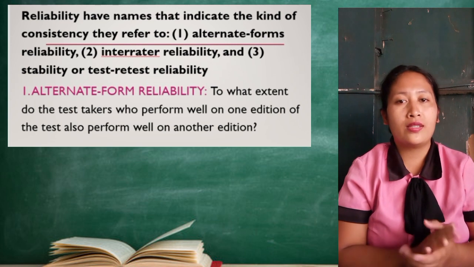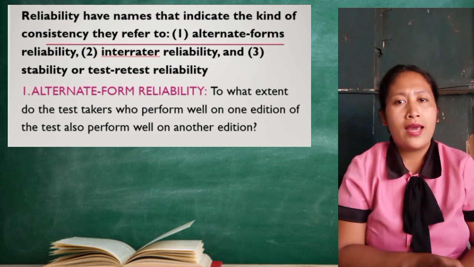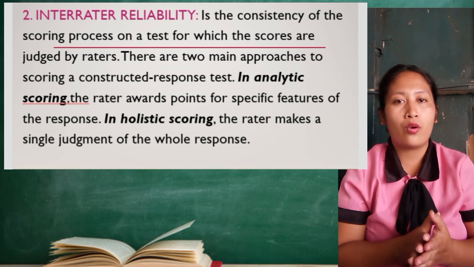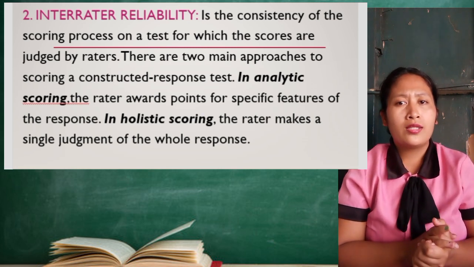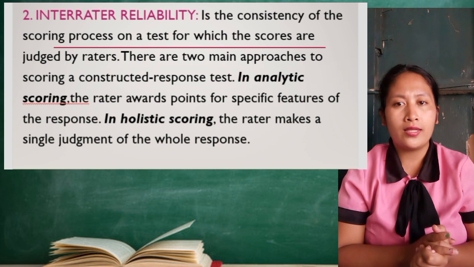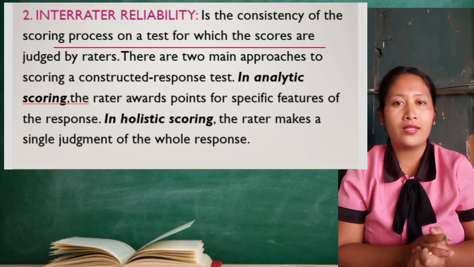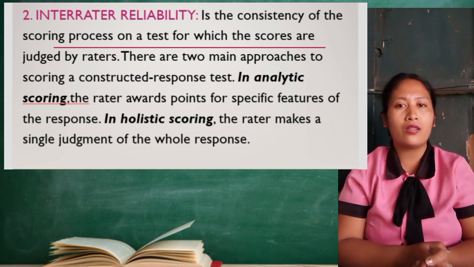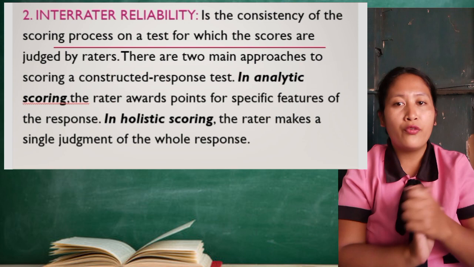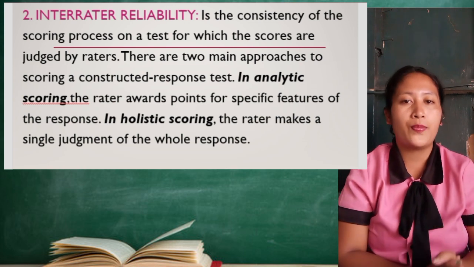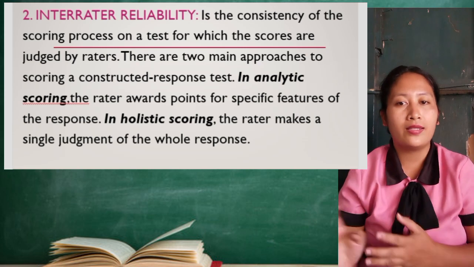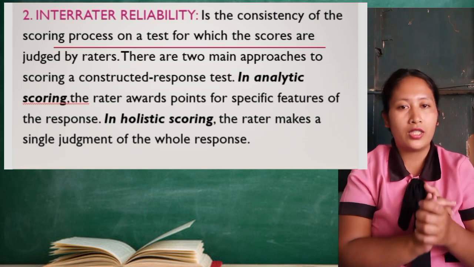Number 2 is inter-rater reliability. It is the consistency of the scoring process on a test for which the scores are judged by raters. There are two main approaches in scoring a constructed response test. Number 1 is analytic scoring, in which the rater awards points for specific features of the response. In holistic scoring, number 2, the rater makes a single judgment of the whole response.